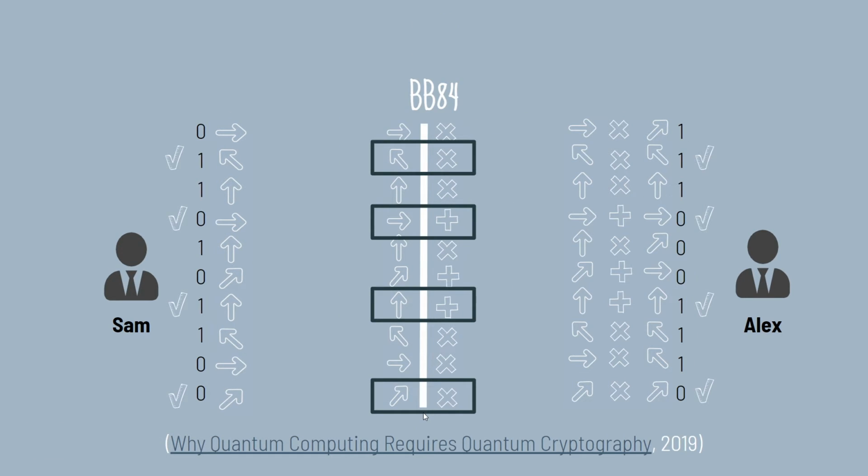On the other hand, if the test passes, Sam and Alex can keep the matching measurements as their private key and discard the rest. They are then free to transmit their message using a symmetric encryption method like AES.